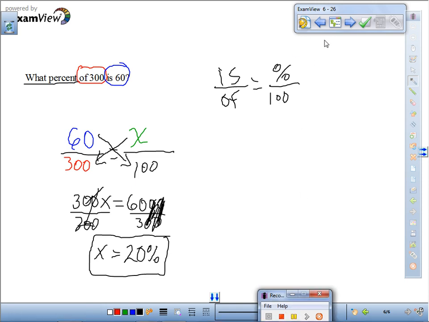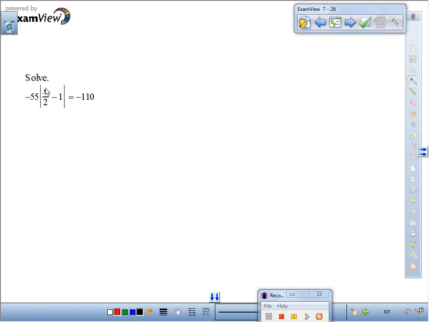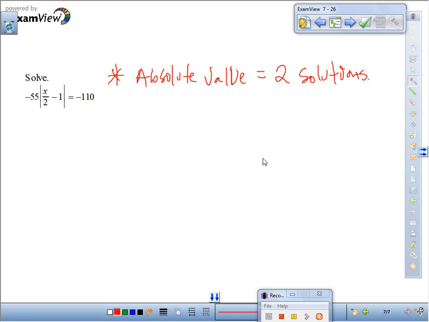All right, here we go. Number 7. It says solve. Whenever we get to these, everybody look up, please. Make a note for yourself. Put a little asterisk. Guys, whenever you get to these that have absolute value, write absolute value equals 2 solutions. What does that mean? That we need to write 2 equations. Is that correct?